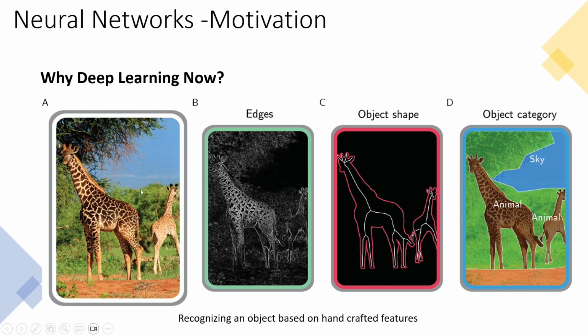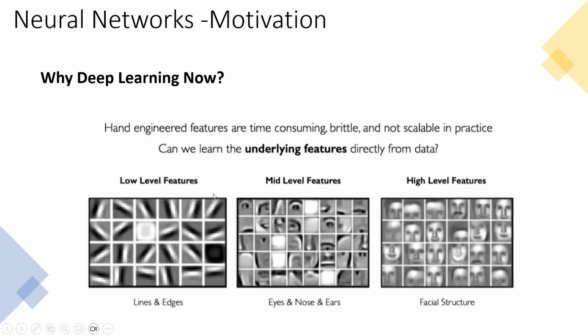Instead of doing that, we could be just using neural networks in order to find the best performing features. And that's the idea behind deep learning. So hand-engineered features are time-consuming, brittle, and not scalable in practice. So the idea behind neural networks is try to find the features by using the neural networks. Don't give any clue to the network. Just feed the network with data, and the network will decide which feature is the best for your problem.